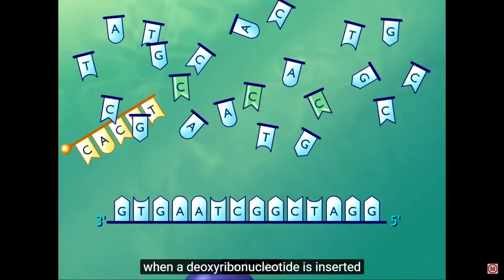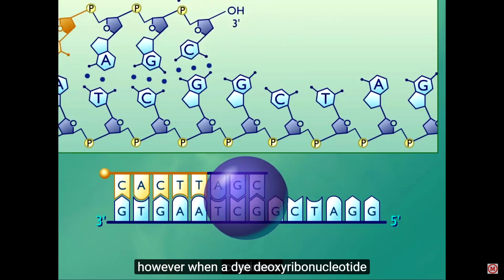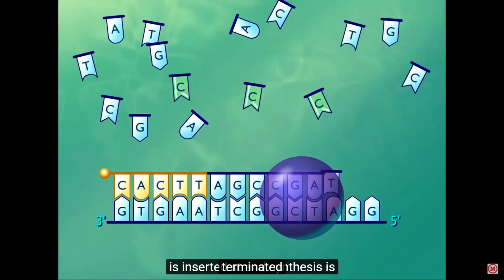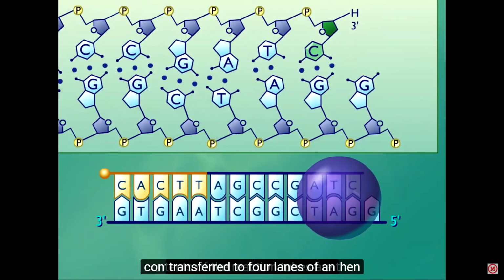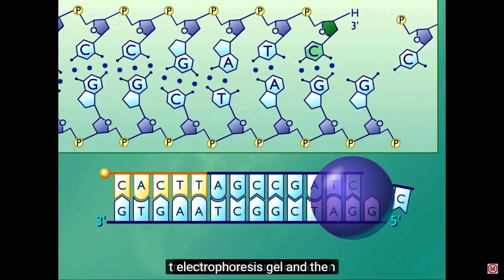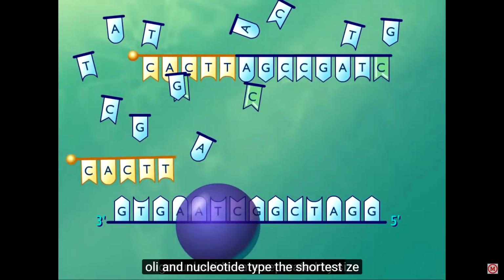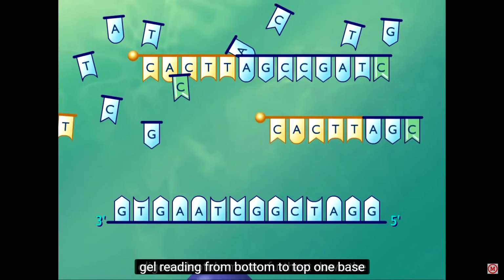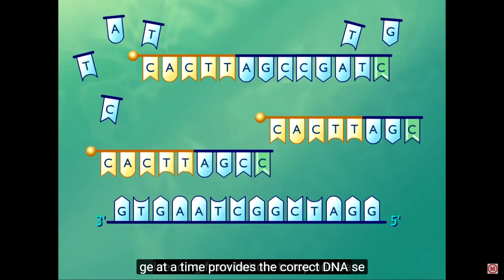When a deoxyribonucleotide is inserted into the growing chain, replication continues. However, when a dideoxyribonucleotide is inserted, strand synthesis is terminated. The contents of the reaction tubes are then transferred to 4 lanes of an electrophoresis gel, and the oligonucleotides are separated by size and nucleotide type. The shortest oligonucleotide moves furthest down the gel. Reading from bottom to top, 1 base at a time, provides the correct DNA sequence.